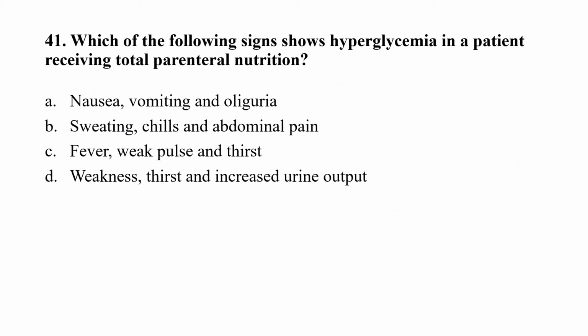Question number 41. Which of the following signs show hyperglycemia in a patient receiving total parenteral nutrition or TPN? Option A, nausea, vomiting and oliguria. Option B, sweating, chills and abdominal pain. Option C, fever, weak pulse and thirst. Option D, weakness, thirst and increased urine output. In hyperglycemia, the patient may experience weakness, thirst, and also increased urine output or polyuria. The correct option here is option D, that is weakness, thirst, and increased urine output.